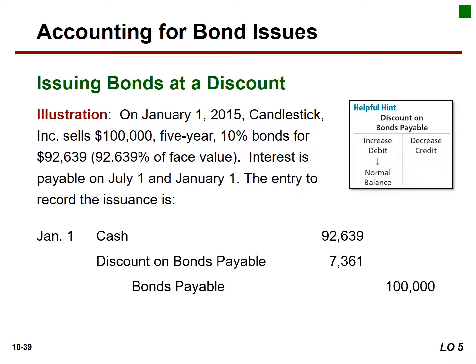As we make interest payments on this bond over the life of this bond, we're going to be reducing this discount on bonds payable, because we're going to be paying interest on the $100,000, but we really only borrowed $92,000, so our effective interest rate is actually going to be higher than 10%. As we get closer to the maturity date of this bond, this discount on bonds payable will be reduced down to 0.